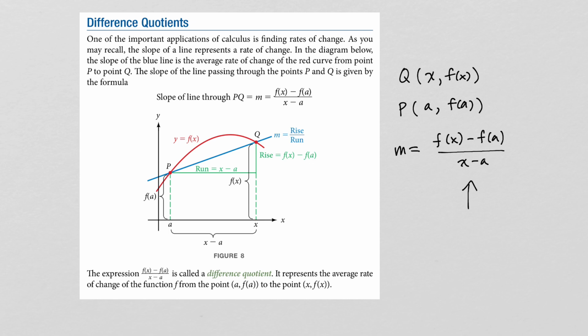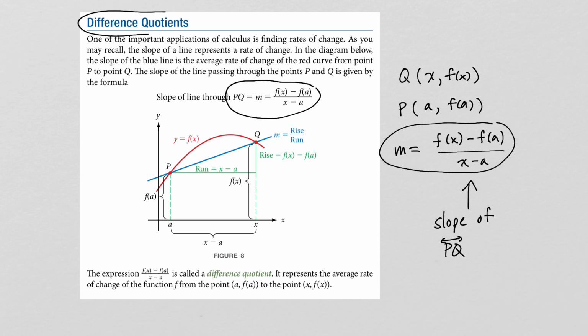And this is simply the slope of the line that goes through P and Q. Now, this formula right here is what we often call the difference quotient. So when you have a function and you draw a line through 2 points, the slope of that line is called the difference quotient, and this is the formula for computing that.